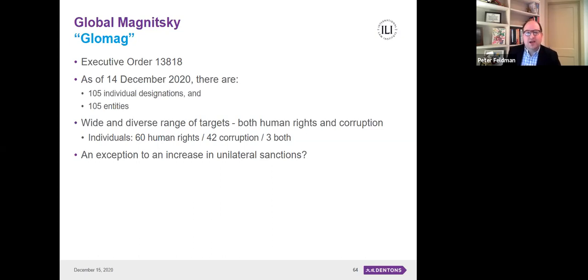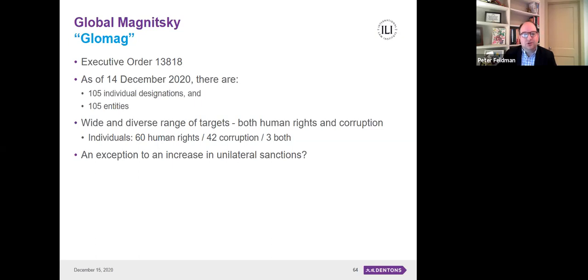So GLOMAG has its home in a statute from 2016, but was then implemented by Executive Order 13818, issued by President Trump almost a year ago, or almost 3 years ago, on December 20, 2017. And here, the executive order that implements the GLOMAG statute actually expands on the statute and builds on it. And while the statute targets gross human rights violations and significant corruption, the executive order doesn't use these qualifiers.